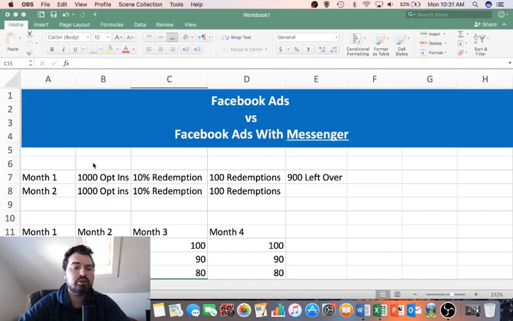Okay, now month two, I'm going to spend that same advertising budget. I'm going to get 1,000 new people to opt in. Same type of metrics. I'm going to get a 10% redemption rate. I'm going to get 100 redemptions, but I have to now put more into the advertising budget to reach those 900 people through remarketing. And I'm also going to get 900 new people from this next month, which is month two. So now I have 1,800 people who haven't redeemed yet but are hot leads.